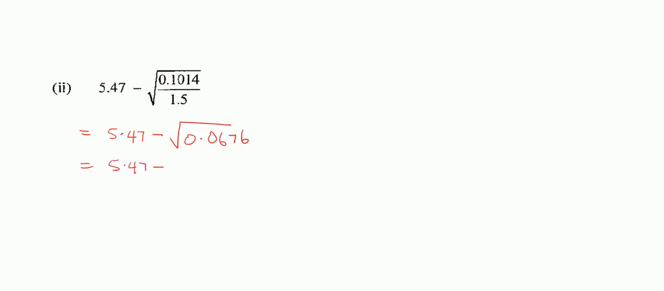So this is 5.47 minus, we find the square root of this, and we get 0.26. So therefore 5.47 minus 0.26, and that gives me 5.21. Alright, so once you have your calculator, you're going to be okay.